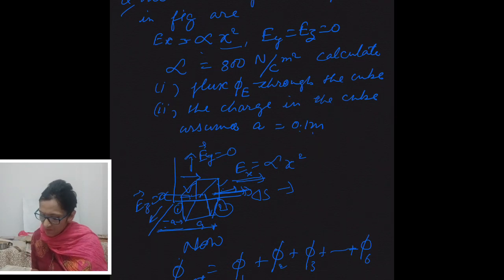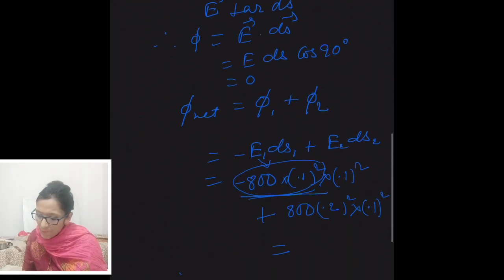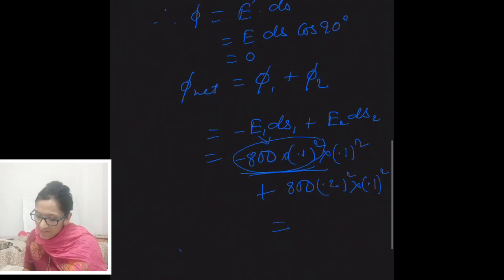And now the unit. Electric field has unit. For alpha it is Newton per Coulomb meter square.